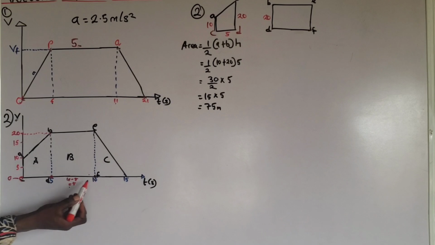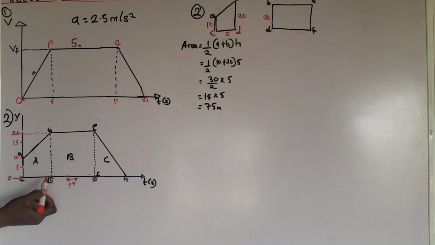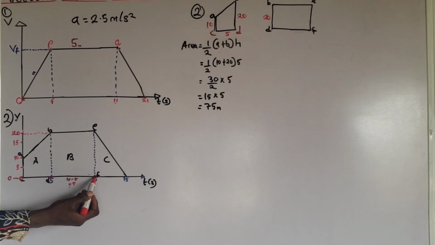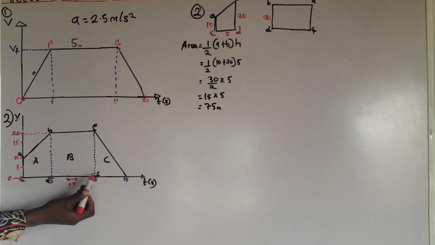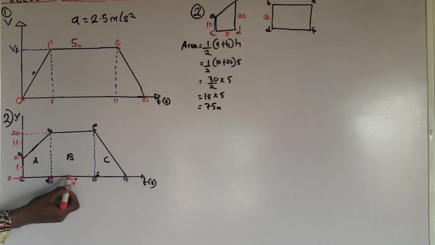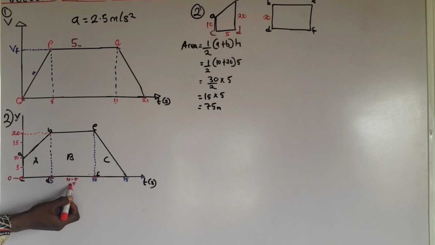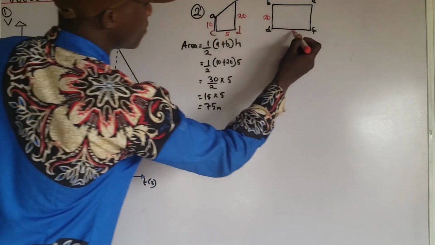How did I get 10? The final time is 10. The initial time is 5. 10 minus 5 is 5. So the distance between this point to this point is 5. So DF will be 5.